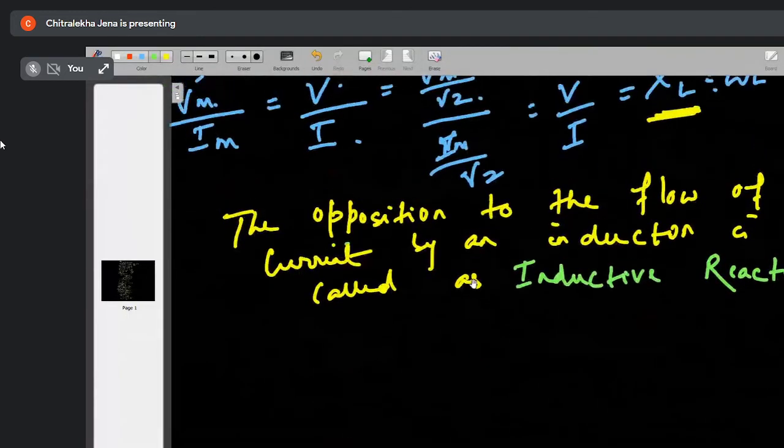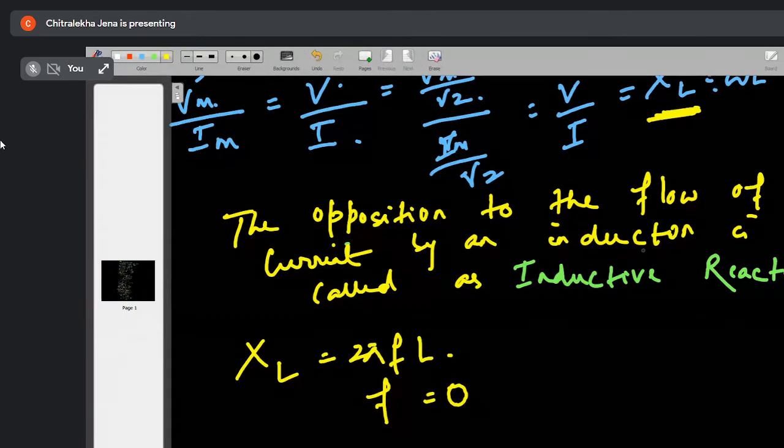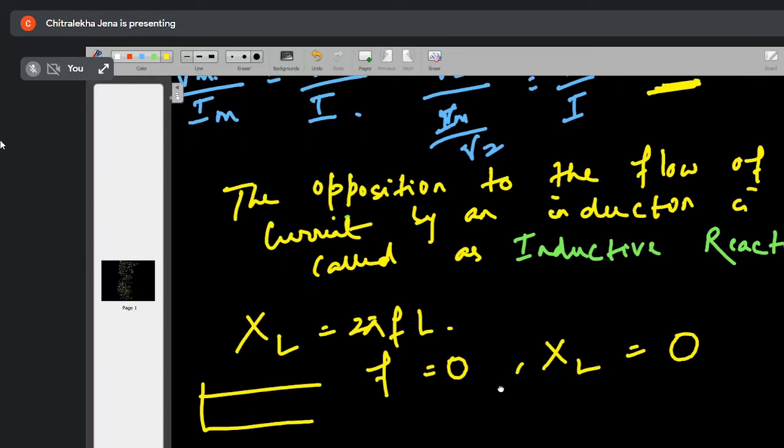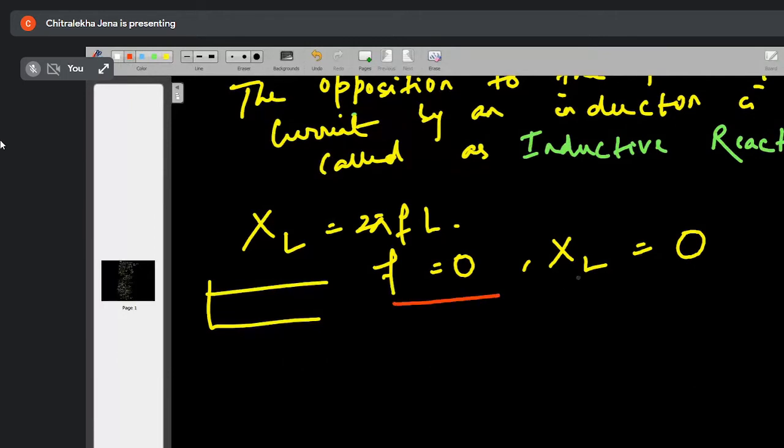So now, the inductive reactance formula is what? XL is equal to 2 pi FL. If I take the frequency equal to 0, no number of cycles per second, that is the case of a DC where you have a constant magnitude and no cycle. So frequency is 0 means what is the inductive reactance? Inductive reactance is also 0. Got it or not? When frequency is 0, inductive reactance is 0.